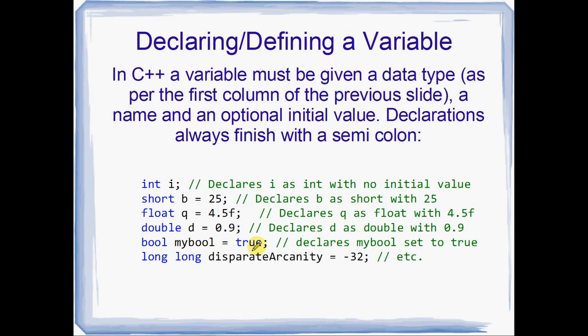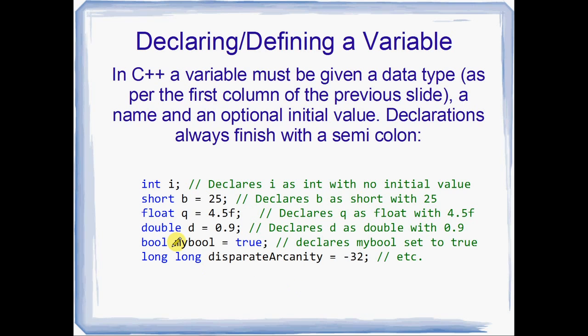Bool myBool equals true. That could also be bool myBool equals false, to set up a new boolean variable that's false. And long disparity equals negative 32. That just sets up a long integer.